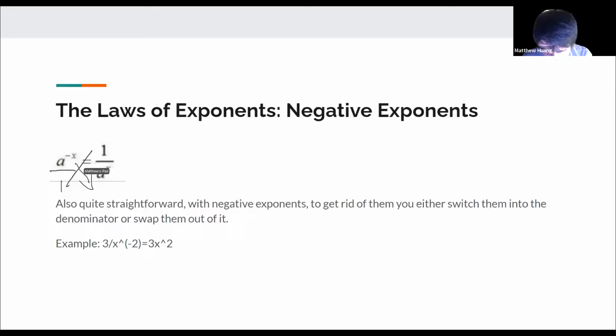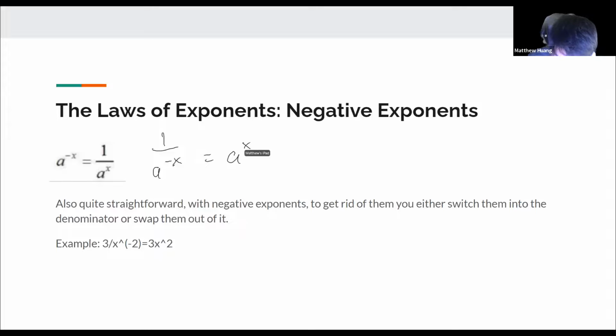So if this question was 1 over a to the negative x, this would just be equal to a to the x. So you just swap them around between the numerator and the denominator to get rid of the negative.